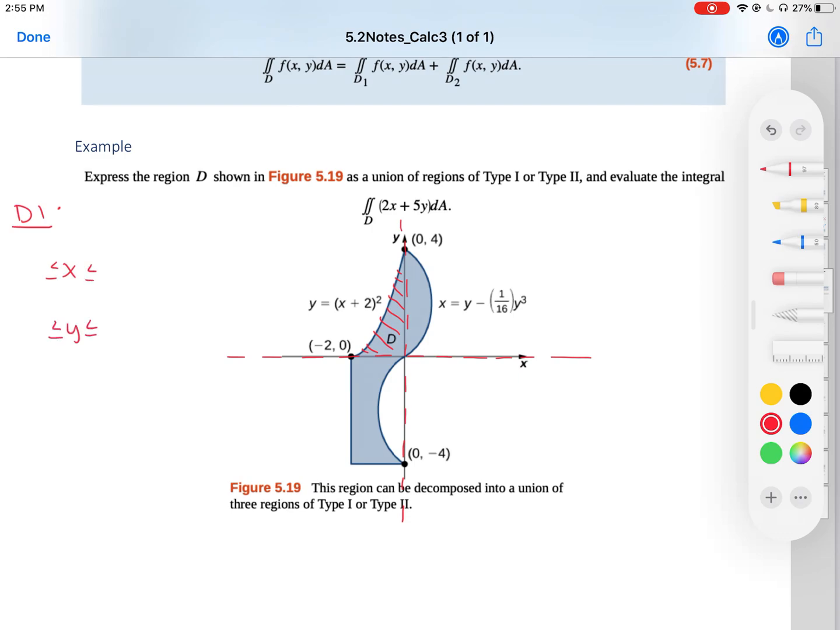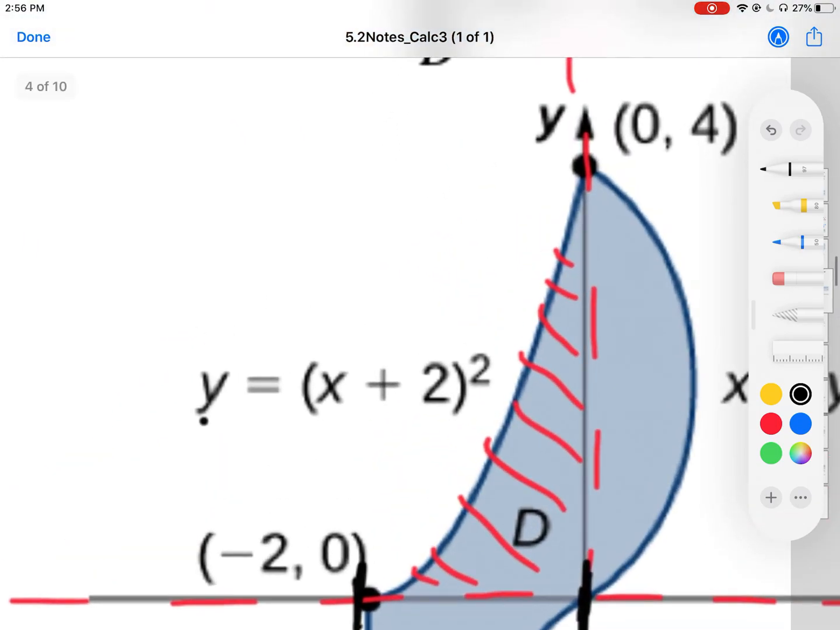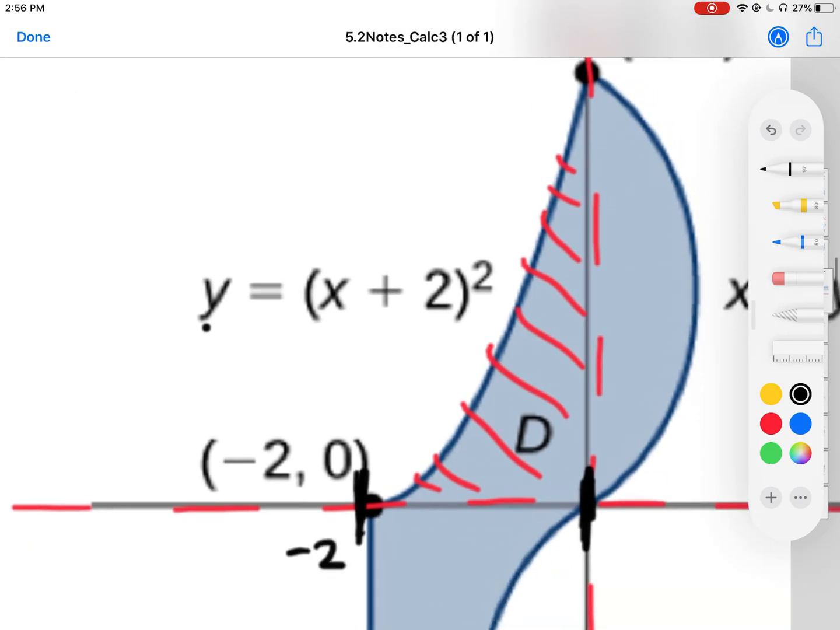Well, if you're looking at this, do you want to look at it from up and down or from left to right? And for this first one, both of them work pretty well. When I first saw this, I don't know why the type 1 made more sense to me. So I want to look at this from my x coordinates point of view. So looking only at your x's, we see that it goes from negative 2 to 0.